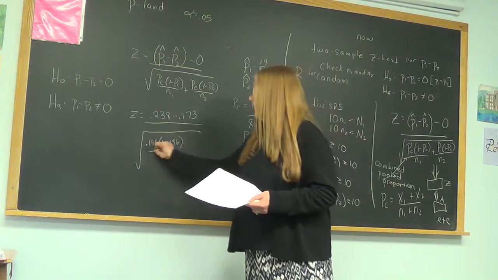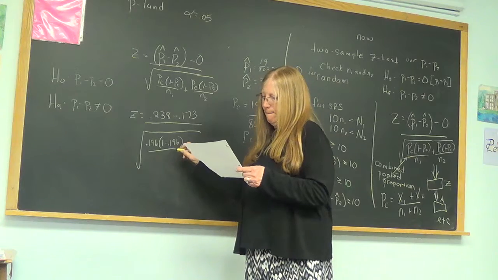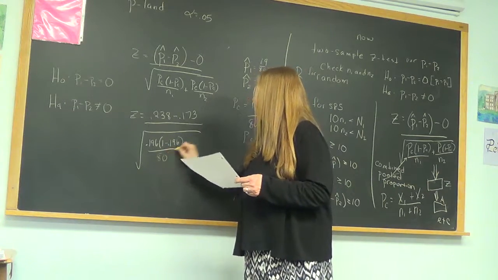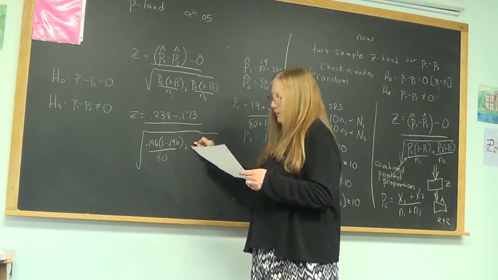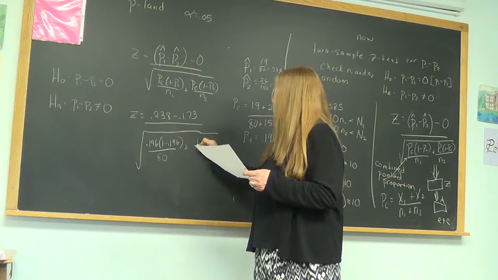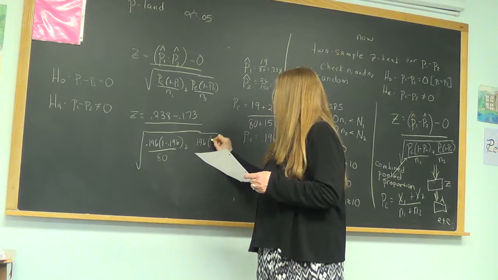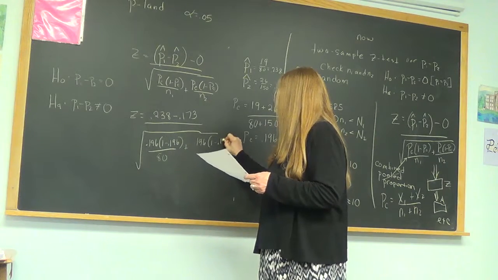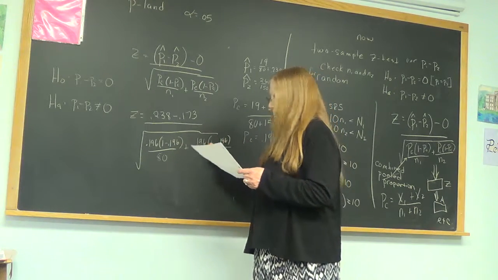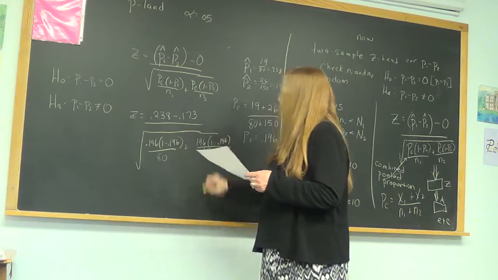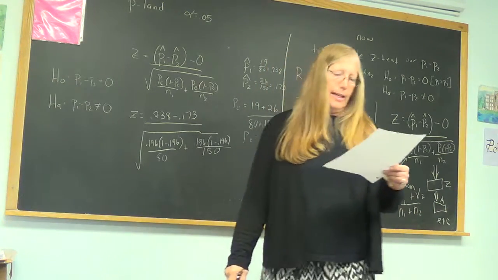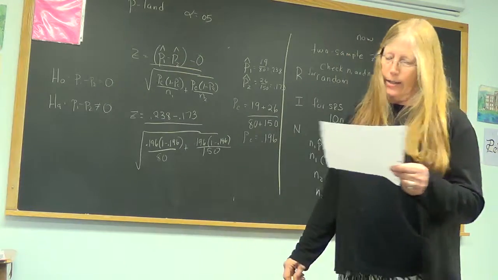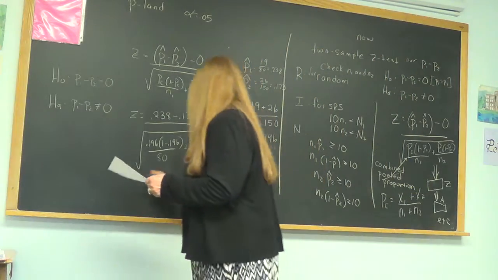All right, divided by 80, the first school. And then that plus 0.196 times 1 minus 0.196, which is 0.804, over 150.